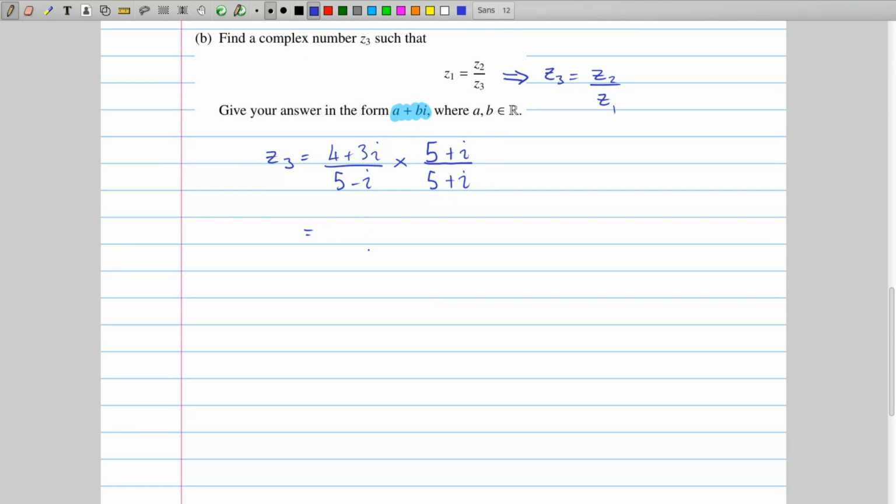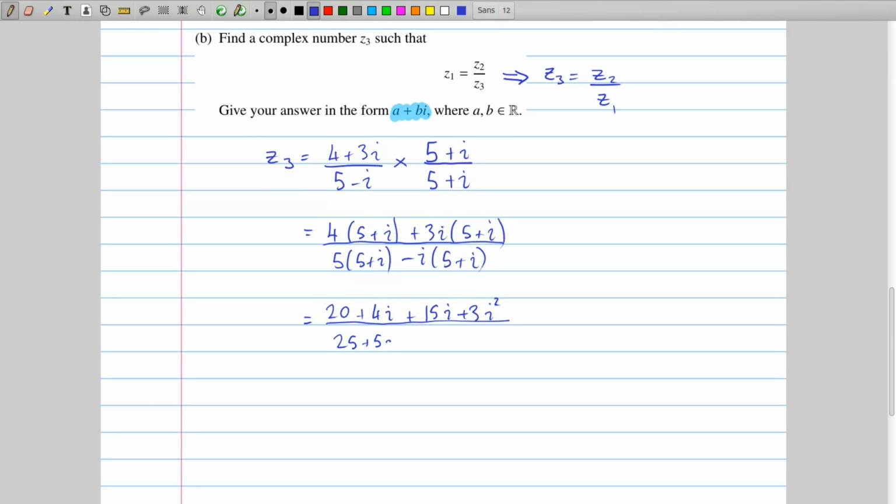So we have to do a lot of algebraic multiplication here. So let's see, it's going to be 4 by 5 plus i, plus 3i by 5 plus i. And we end up with 5 by 5 plus i and a minus i by 5 plus i. This is just standard algebraic distribution, so hopefully you're familiar with that already. And we end up with 20 plus 4i, and then 15i plus 3i squared, over 25 plus 5i minus 5i minus i squared.